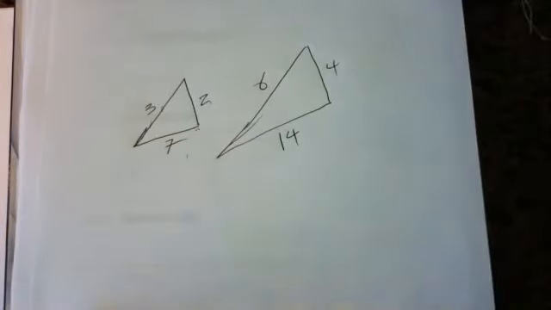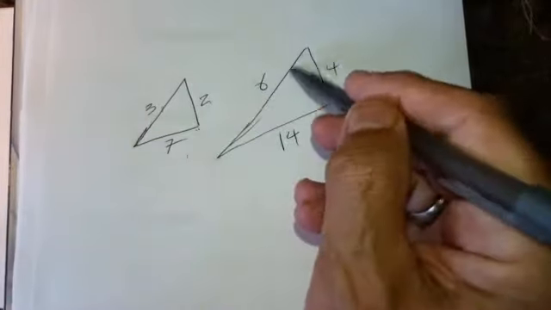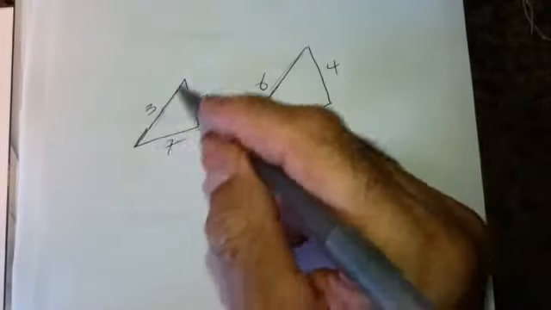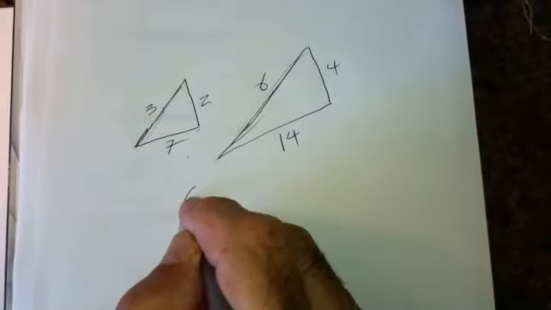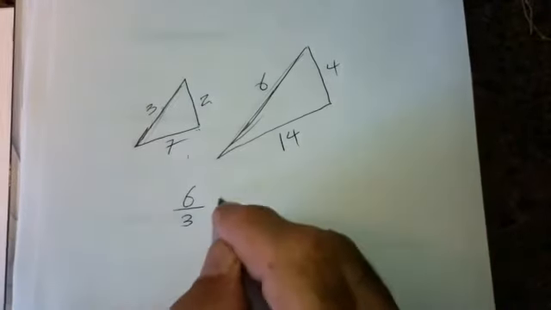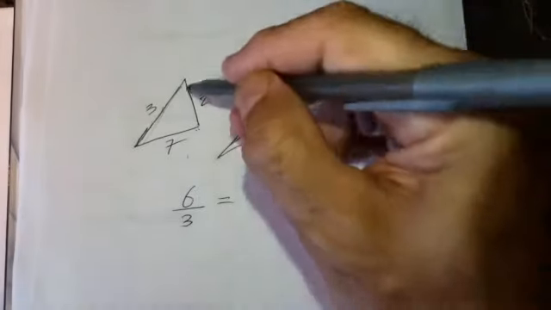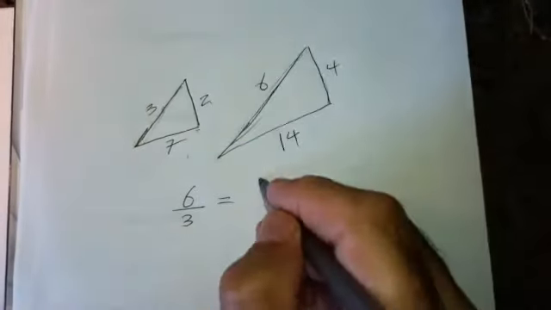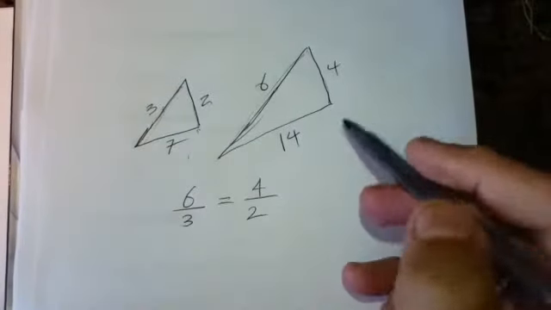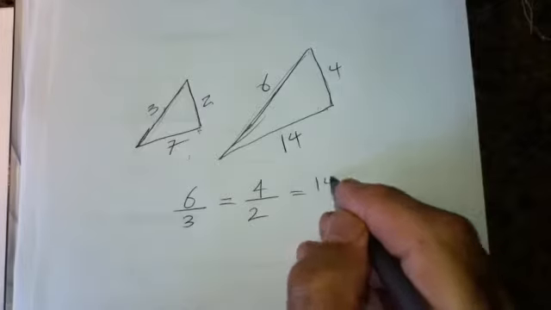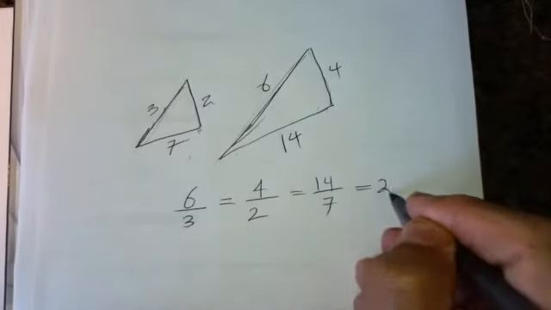So in that case, these two sides, they call it similar sides. So the ratio of 6 divided by 3 is equal to what? What is the similar side to this? This one. So it's 4 over 2. What is the similar side to this one? That. 14 over 7. See, they all are 2.